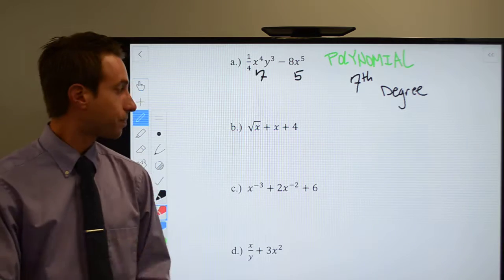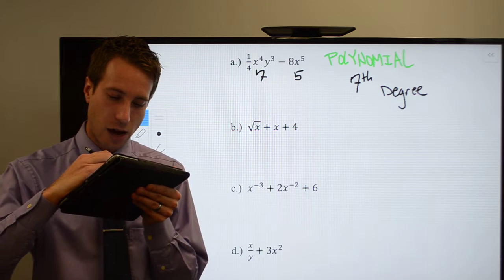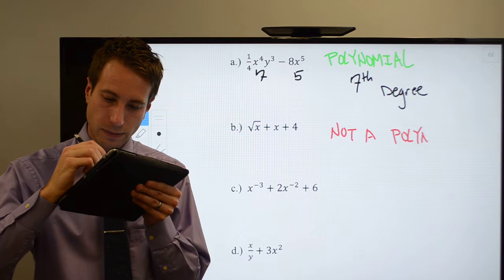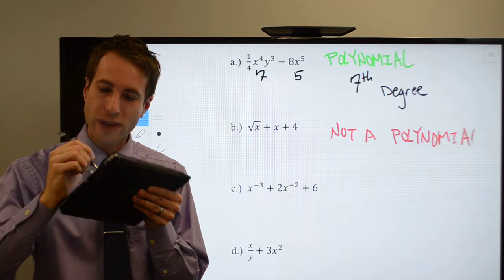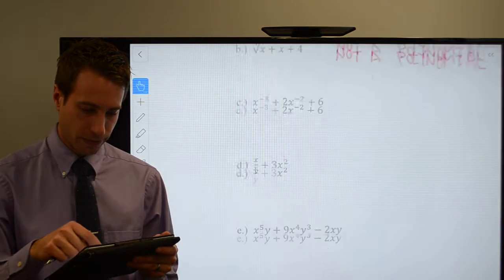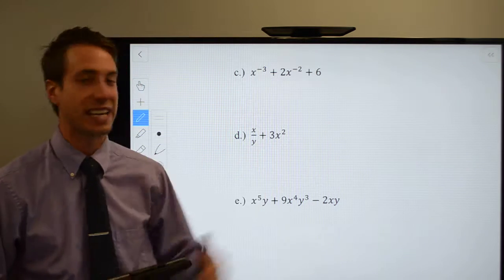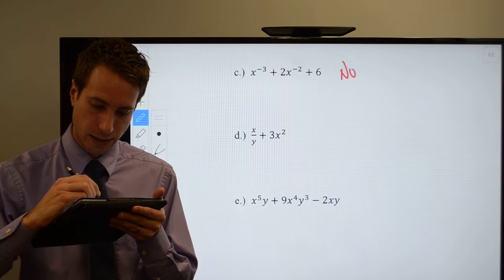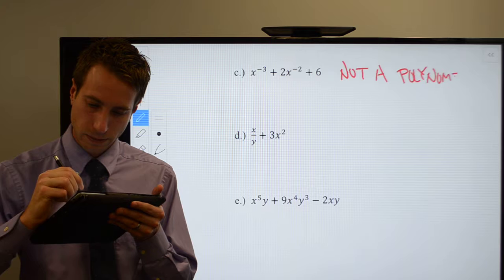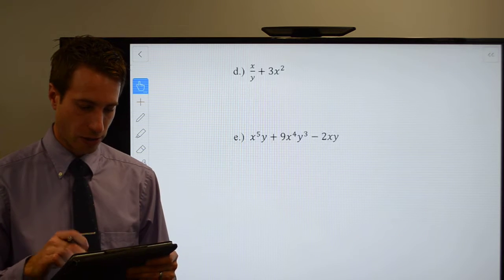Let's try a couple more. Right away, I take a look at B and I recognize the square root. This is not a polynomial. So don't even bother finding the degree. It's not a polynomial, we don't care. Let's try another one. Right away, I take a look at C. It should immediately jump off the page at you. I have negative exponents. Not a polynomial. So don't even bother finding the degree.